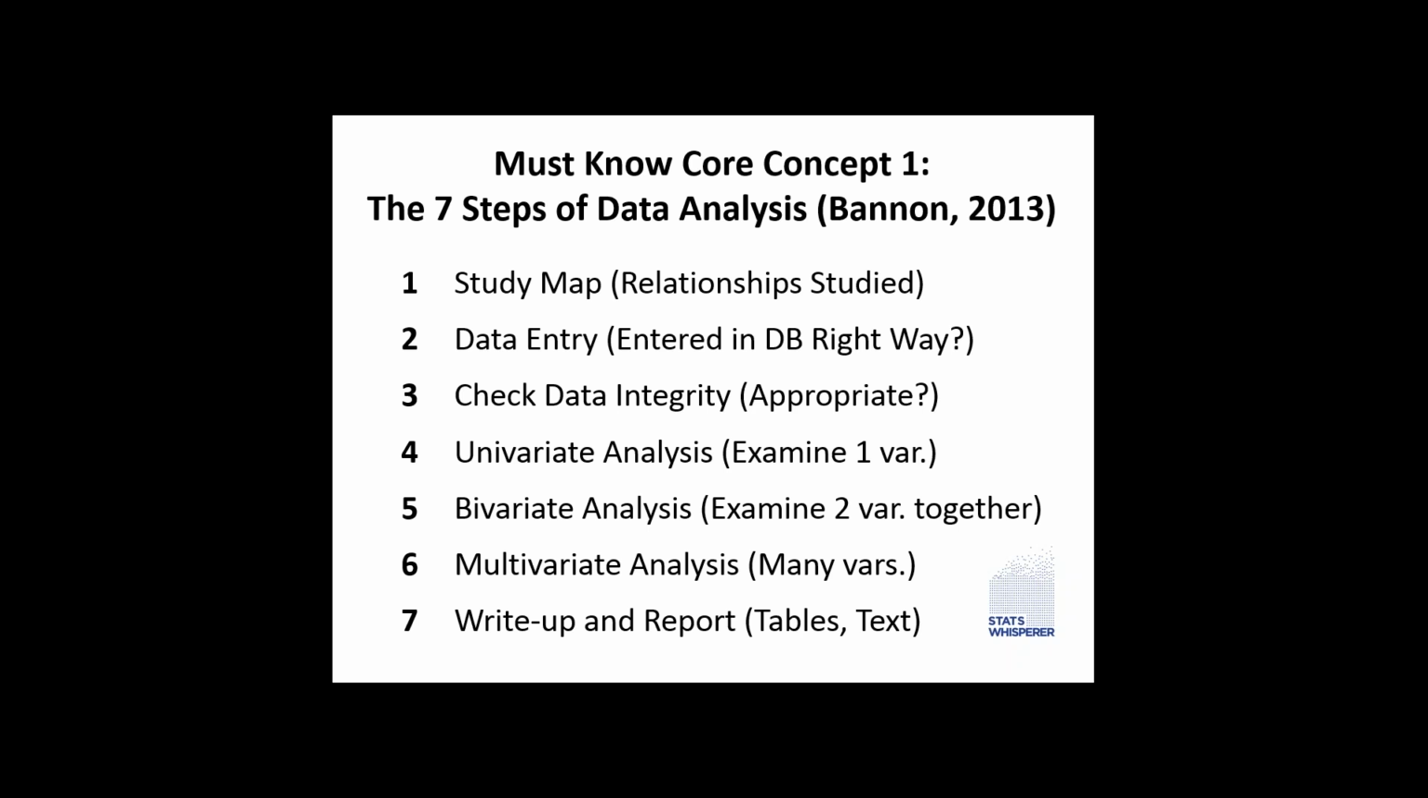Then univariate analysis, step 4. That's where you're looking at one variable at a time. Uni means one variable at a time. So if we're looking at class attendance, that's one variable. How many days does the average person attend class? So it's more like the getting-to-know-you phase. You're getting to know the data, one variable at a time.